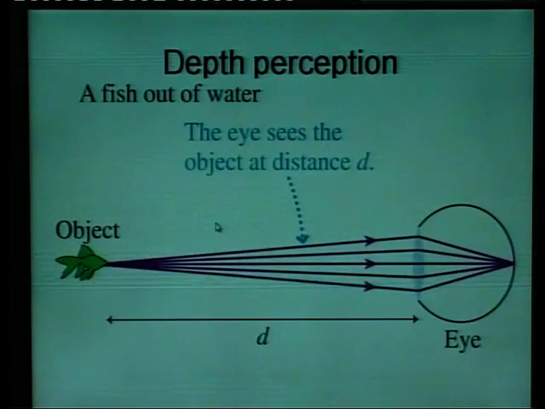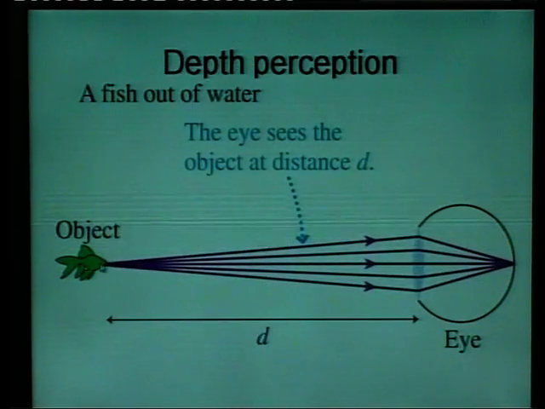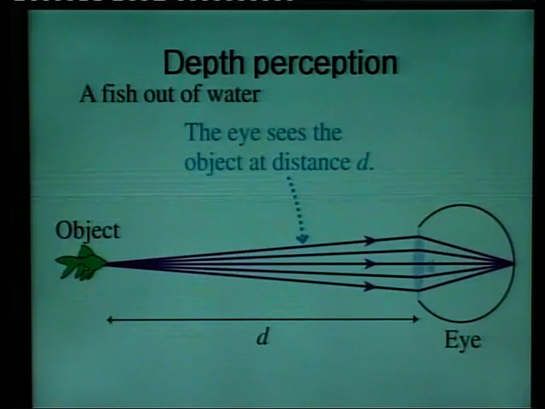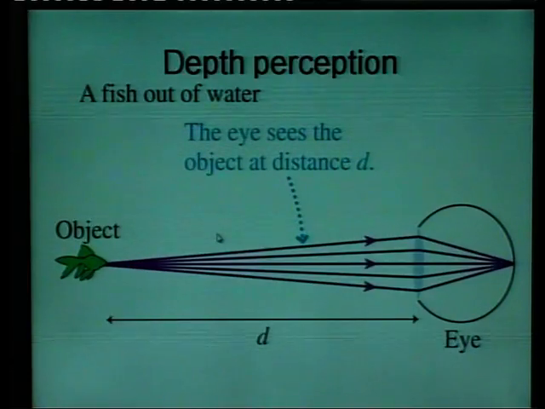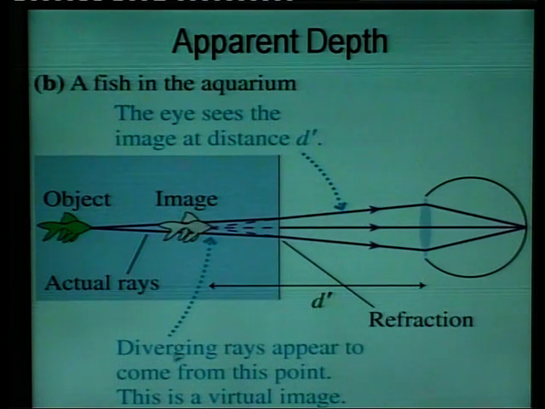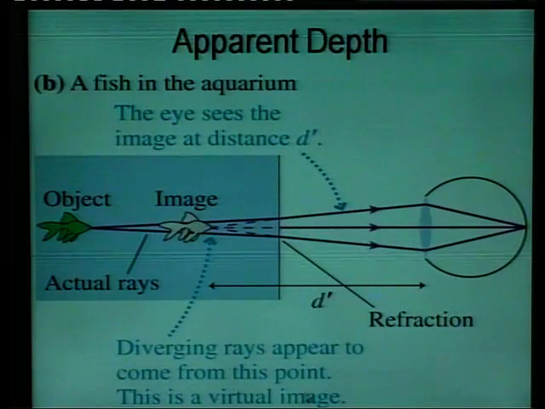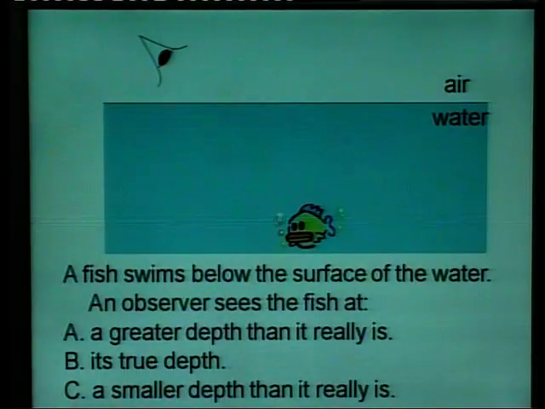So if it is placed outside water, there is no problem of refraction. So the eye observes the object at its normal distance, where it is. The eye sees the object at a distance d, but when the fish is in the aquarium, due to refraction, the rays are diverging and the diverging rays appear to come from this point, and this is the virtual image of the fish. So this is apparent depth.